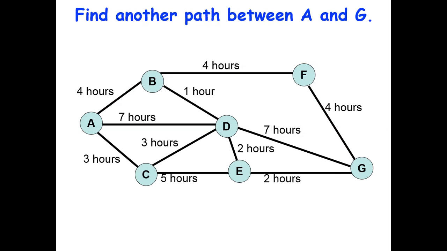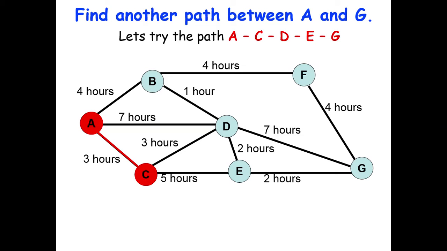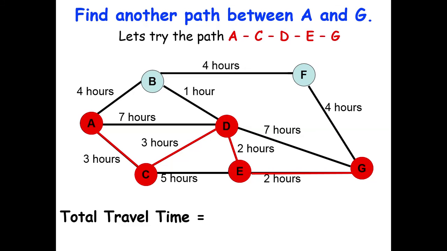Let's find another path. Let's try a different one. Let's try A, C, D, E, G. So going from node A to node C, then on to node D, then to node E, then to node G. And let's have a look at the total travel time for that.